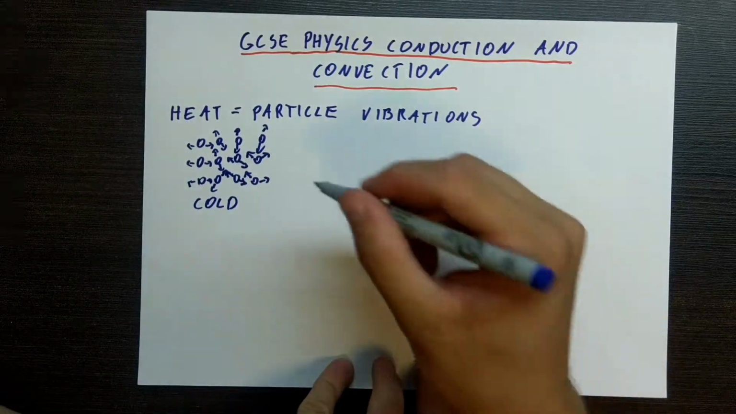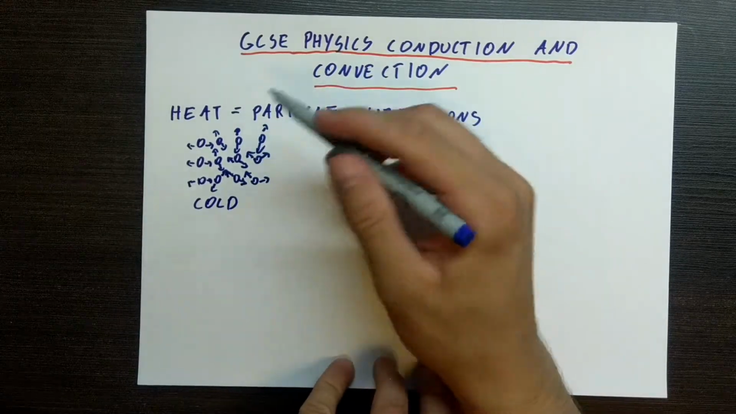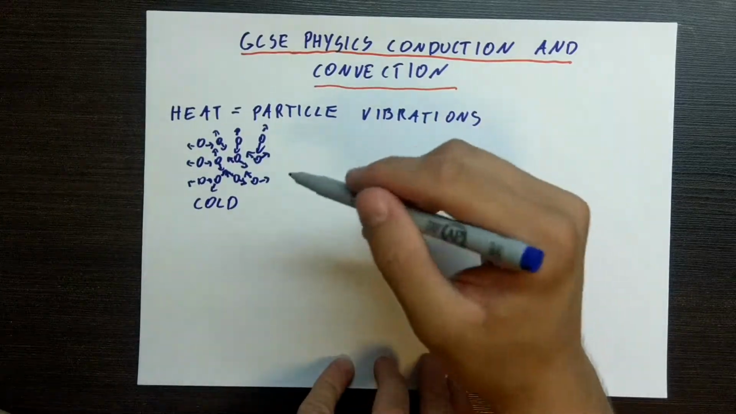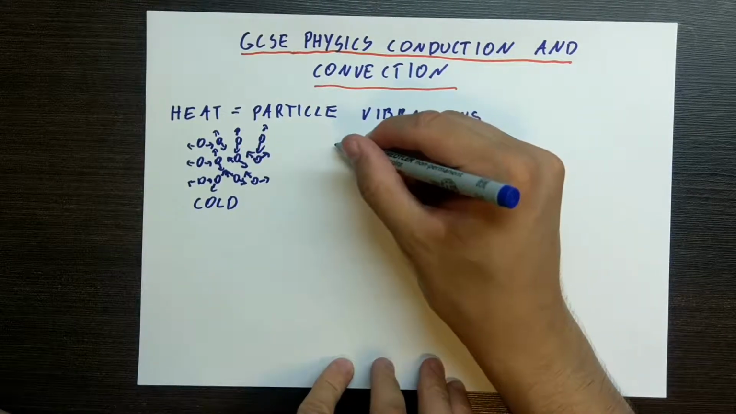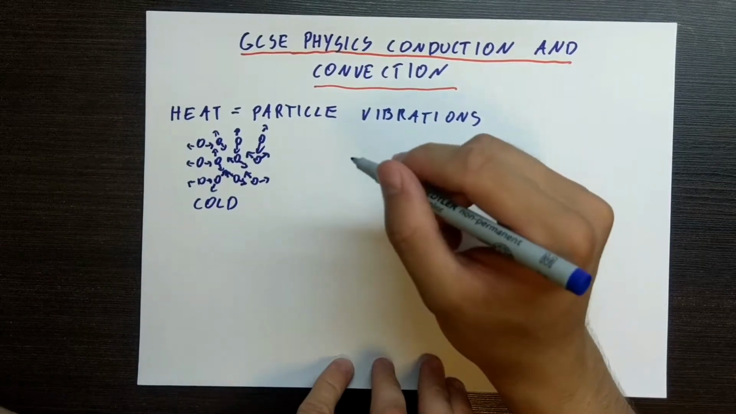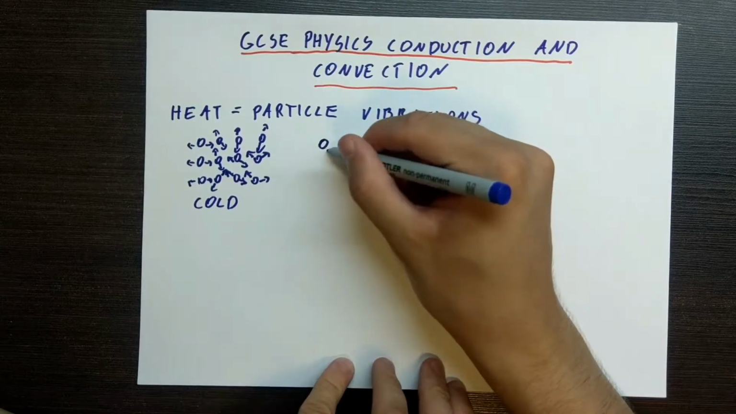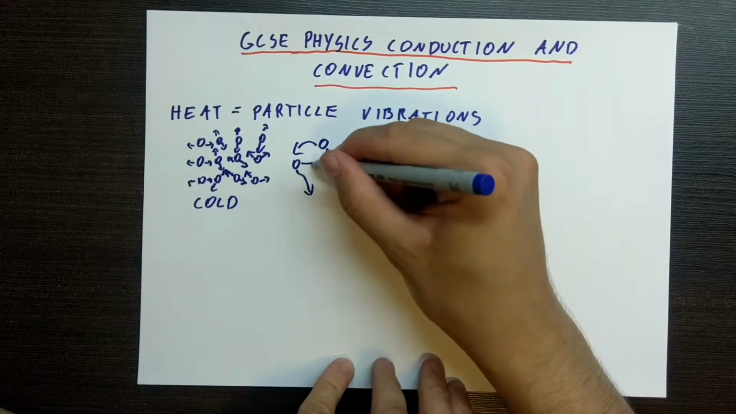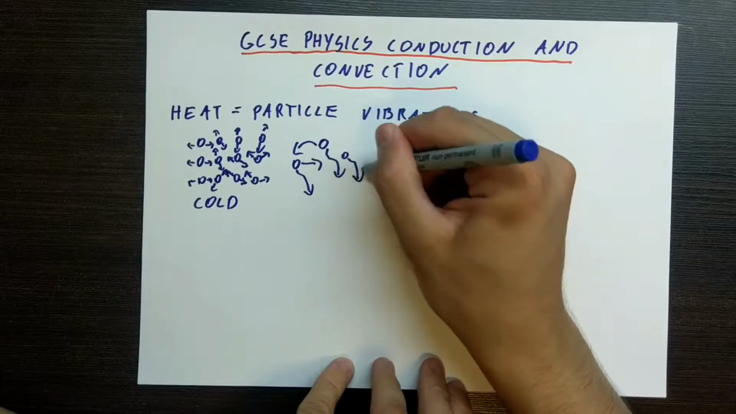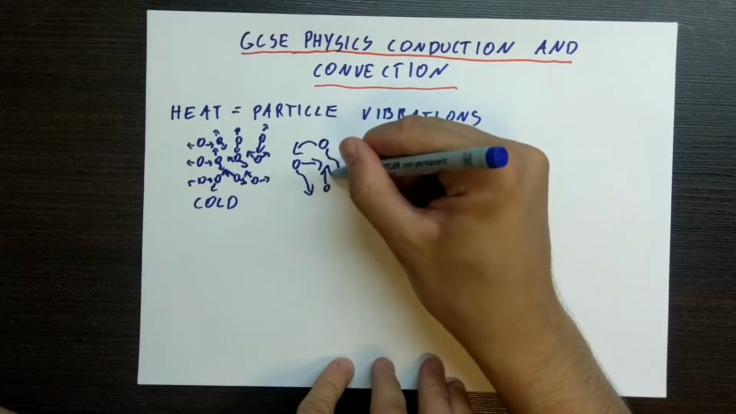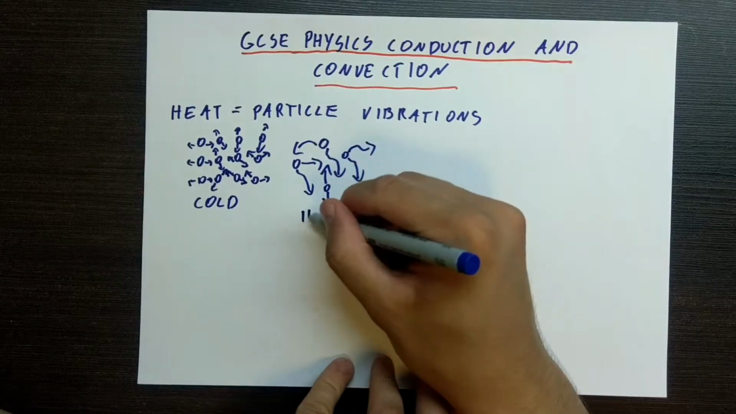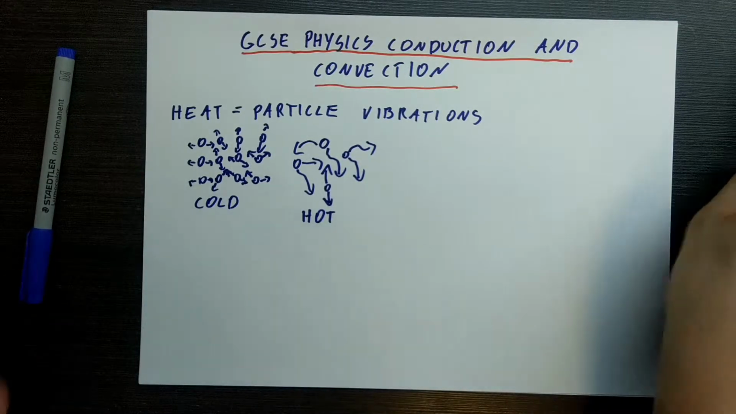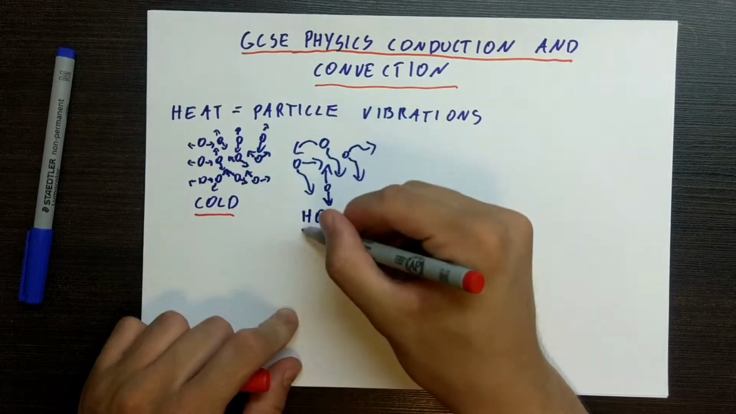However, if we heat them up, we put them on a stove or a heating block or even a water bath, anything, what happens? Particles gain more energy. So as they gain more energy, they start vibrating and moving around more. They move around much more. So that's when particles are hot. That's the fundamental understanding of heat.